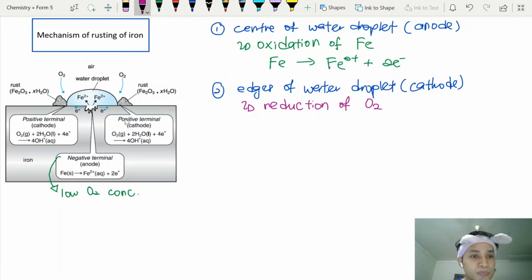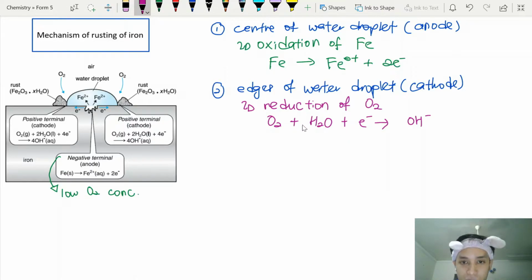Electrons released at the anode will travel to the cathode, meaning the electrons, if you see the arrow here, are going to move to the edges of the water. Then the oxygen and the water will accept the electrons to form the hydroxide ions. So your half equation at the cathode is the reduction of oxygen. This equation is basically the reverse of your hydroxide equation. Normally we write hydroxide and then they form this, right? So in the mechanism of rusting, we are just switching the two things.